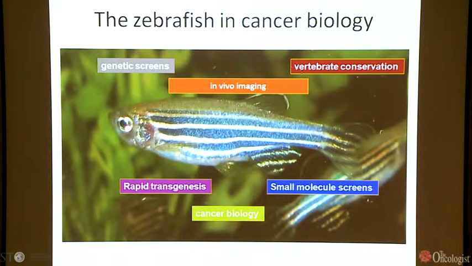And this was coupled with the fact of its really excellent vertebrate conservation of gene function and obviously optically transparent for in vivo imaging. In the past really 5 to 10 years, what changed in the zebrafish world is our facility for doing very rapid and high throughput transgenesis and small molecule screens, and both of these really lent themselves to development of the model for cancer biology.